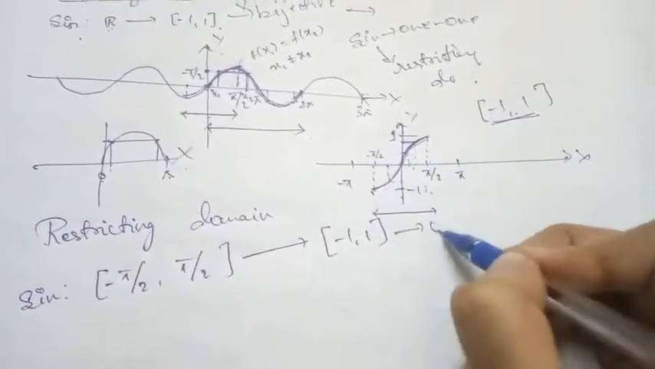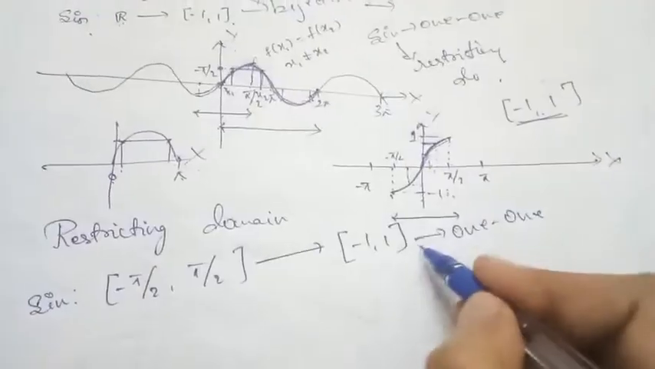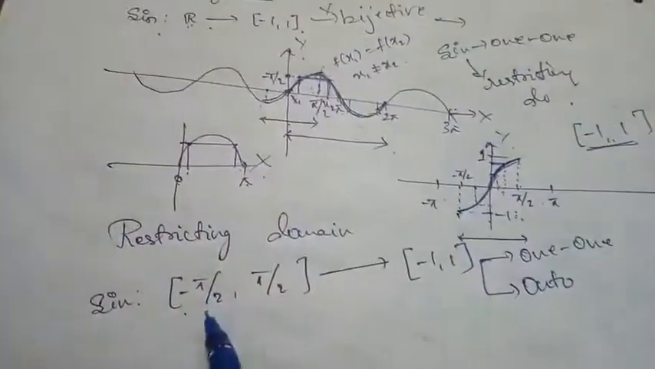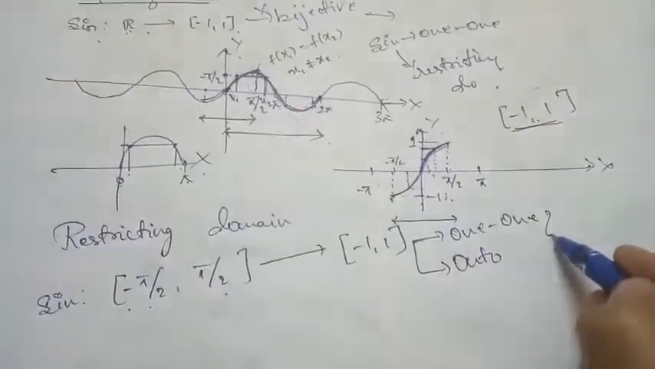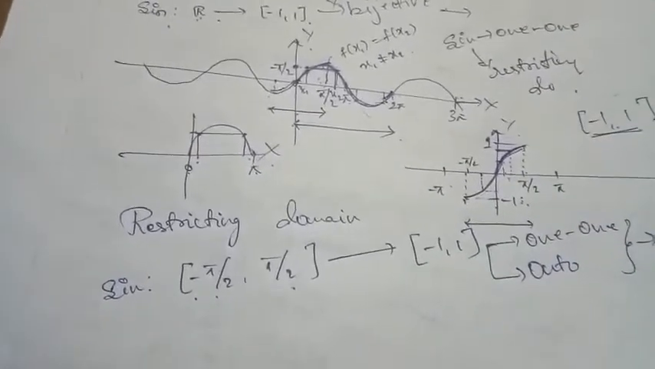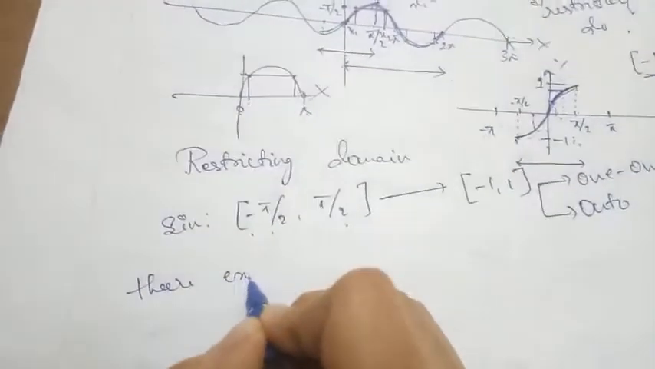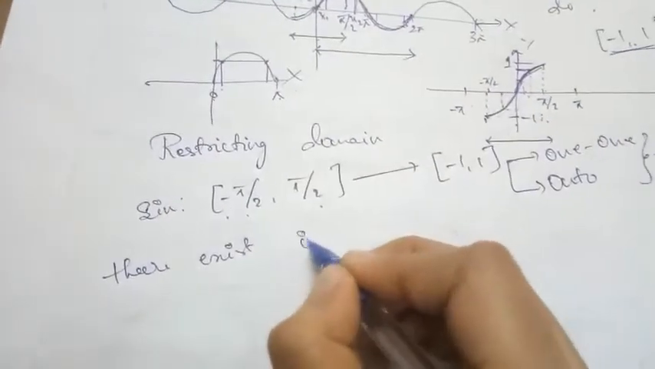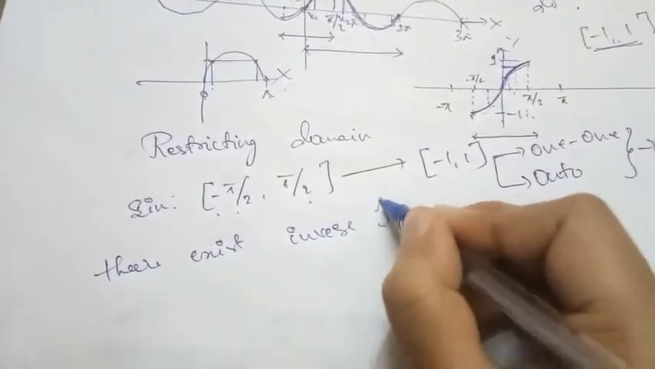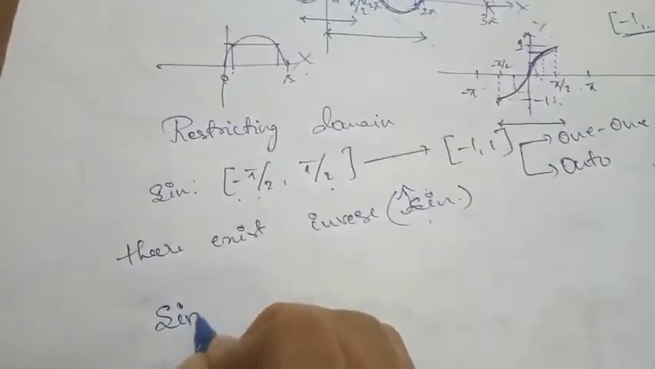The sine function became what? It is now a one-one function, because for each value of x there is one and only one image, and clearly the sine function was onto. So by restricting from the set of real numbers to this restriction, the sine function has become a bijective function. Now this function is bijective, which means there now exists an inverse function, the inverse of this sine function. That is nothing but sine inverse.